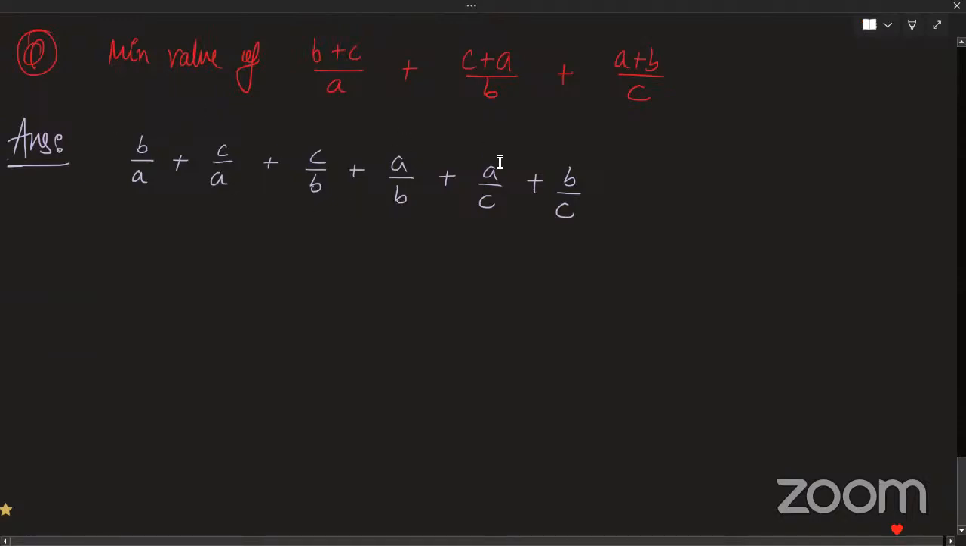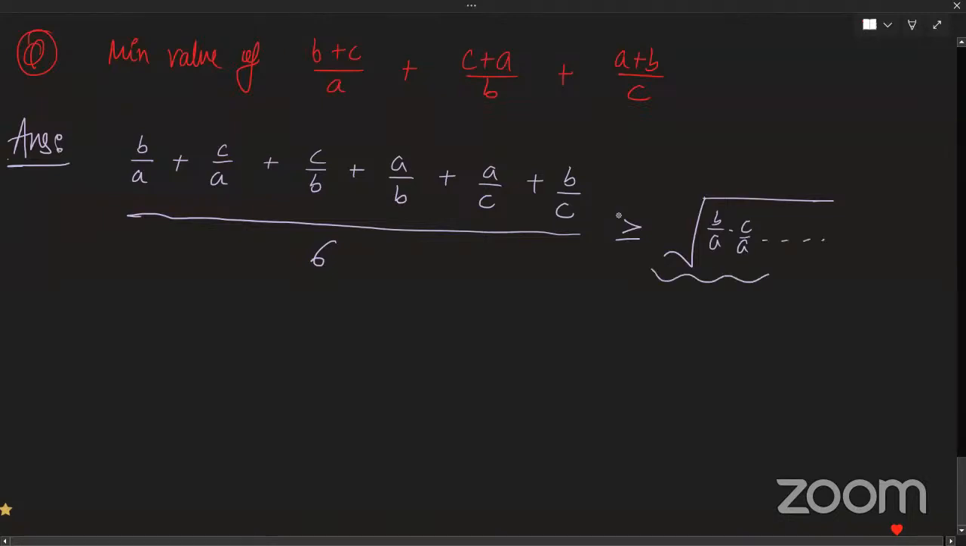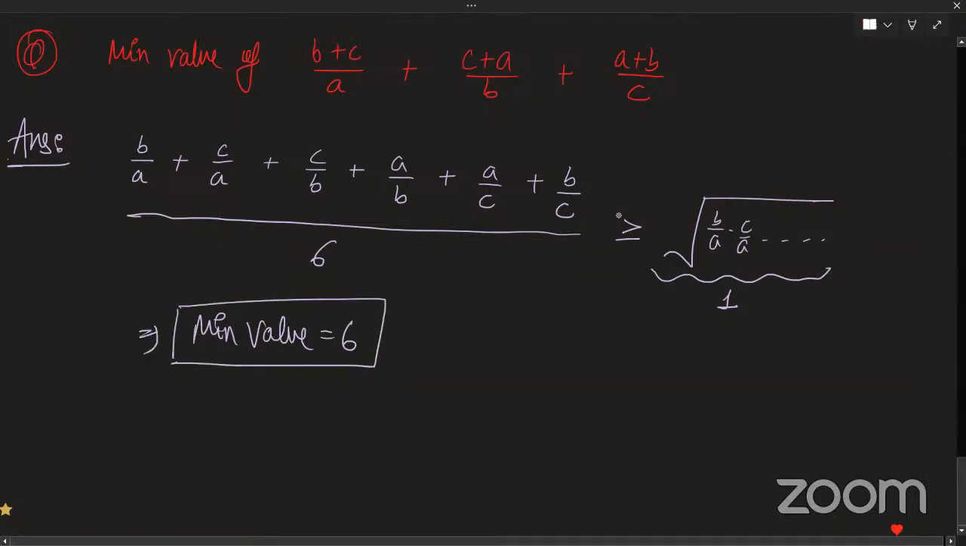Easy. I will treat all of these as individual entities. So this B by A will be X1, my C by A will be X2, C by B is X3 and so on. Right, everyone? So the whole answer is divided by 6. So this bracket will become 1. So my minimum value is 6. Right, everyone?